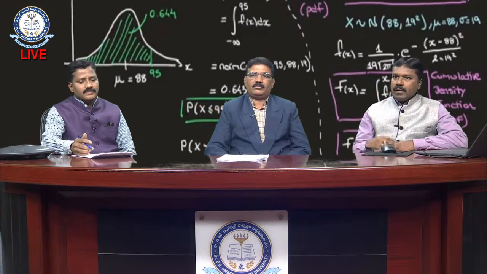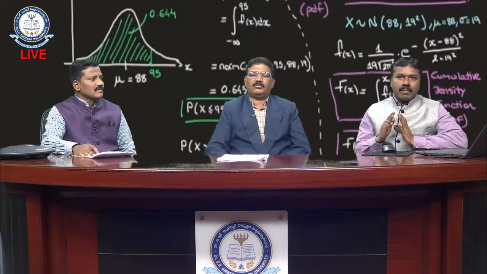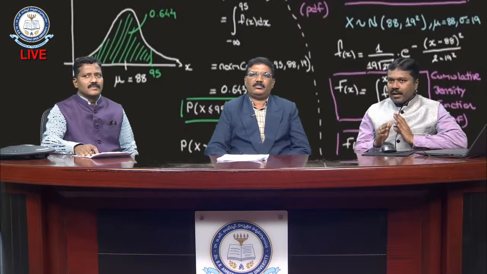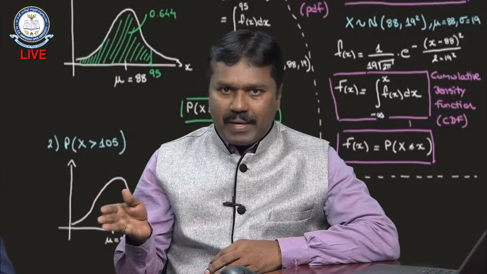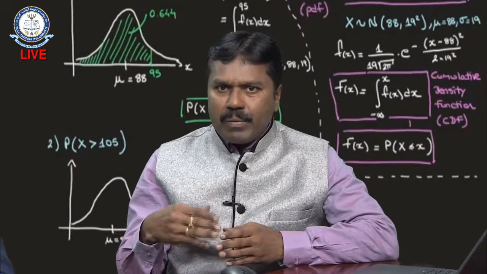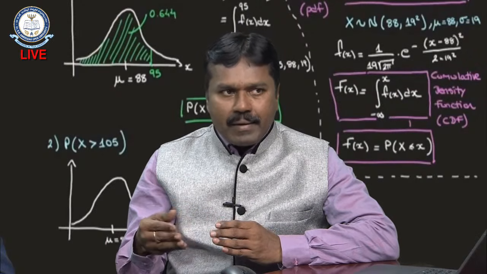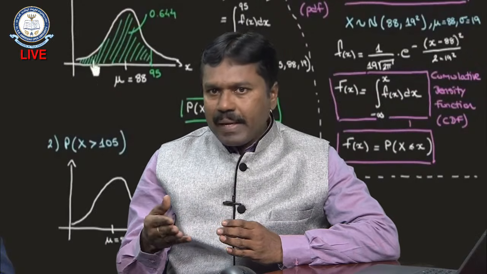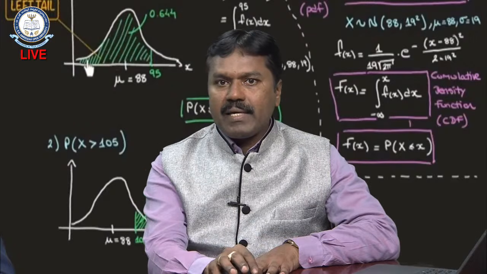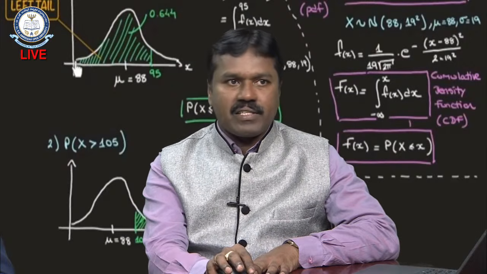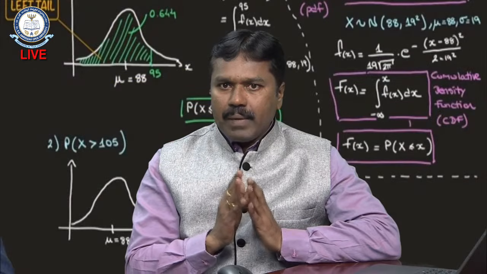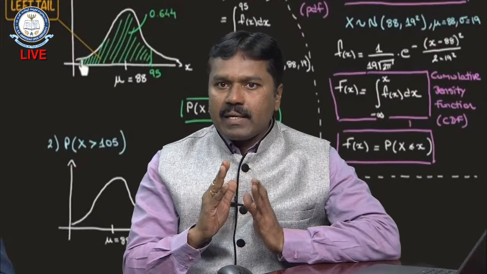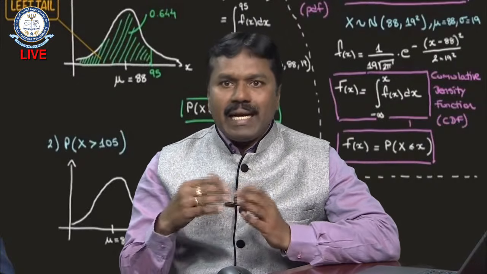A student can always remember the mean value of a normal distribution, and how to derive the mean and variance of the distribution. Making use of the moment generating function, we can generate the mean and variance. So what is the mean here? Mean is equal to mu and variance is equal to sigma square. A student can remember these two things, because based on these two parameters the entire distribution will be described in detail.